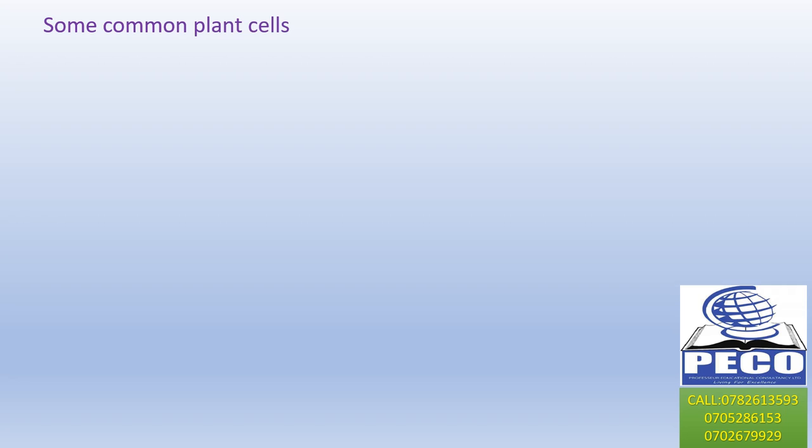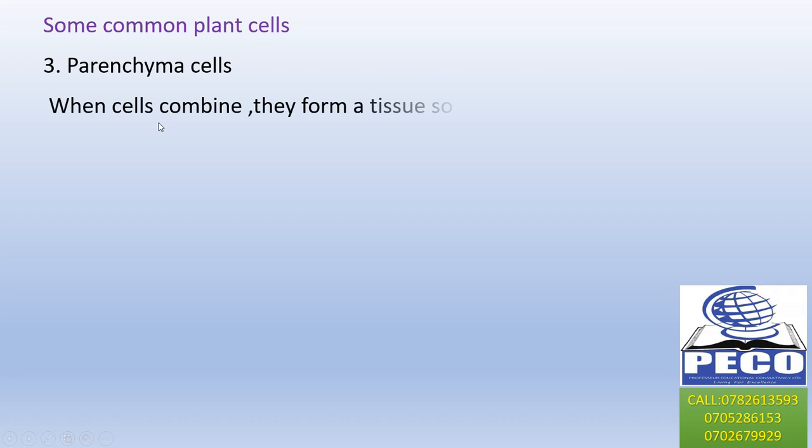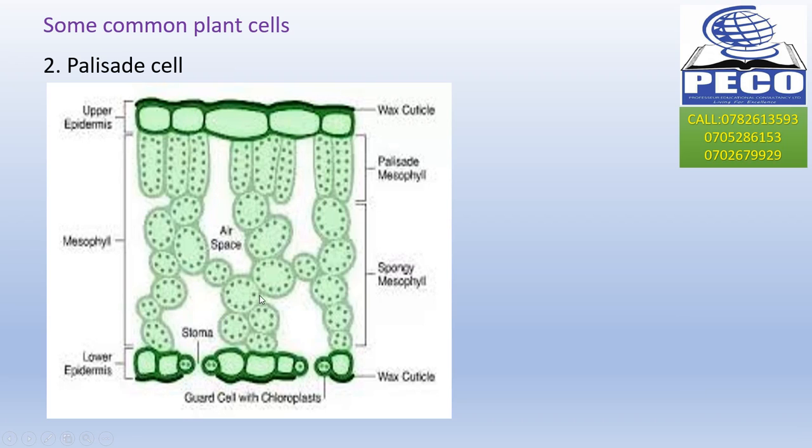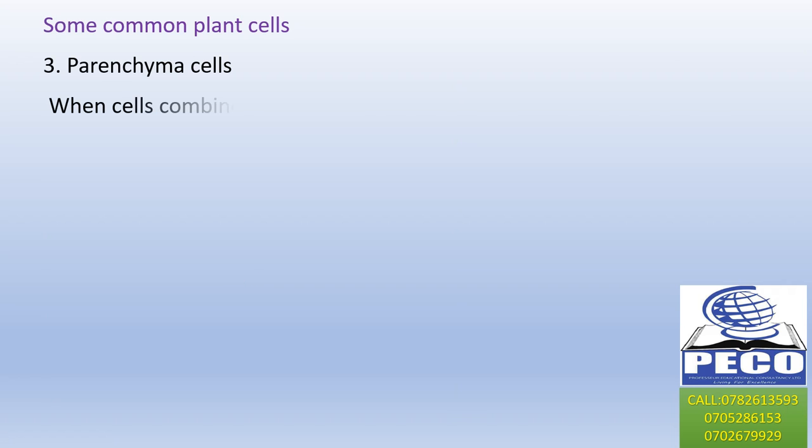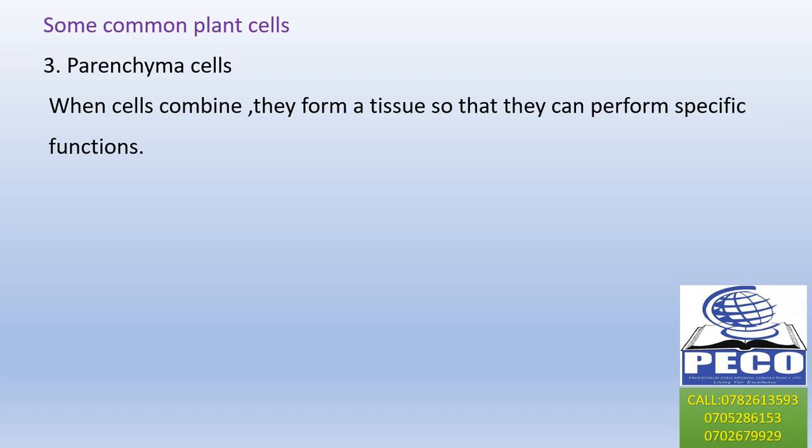Do we have any other plant cells? Yes, the parenchyma. Write the word rightly. Parenchyma cells. Now when cells combine, they form tissues. We are going to leave the parenchyma cells, but to understand it best, the parenchyma cells are almost like this. We need to look at them soon. Now, when the cells combine, they form tissues so that they can perform specific functions. Do you know what a tissue is?